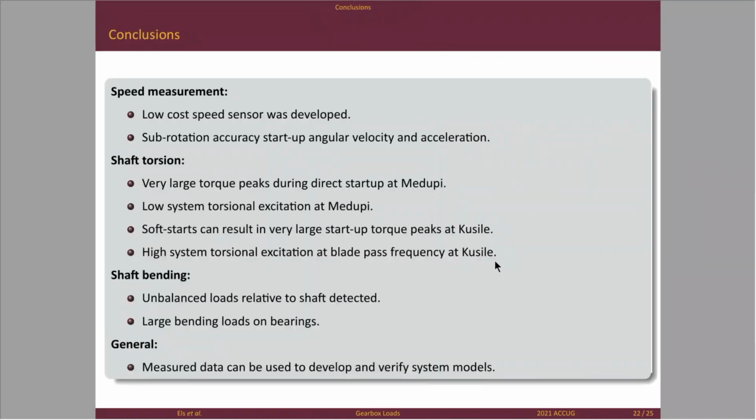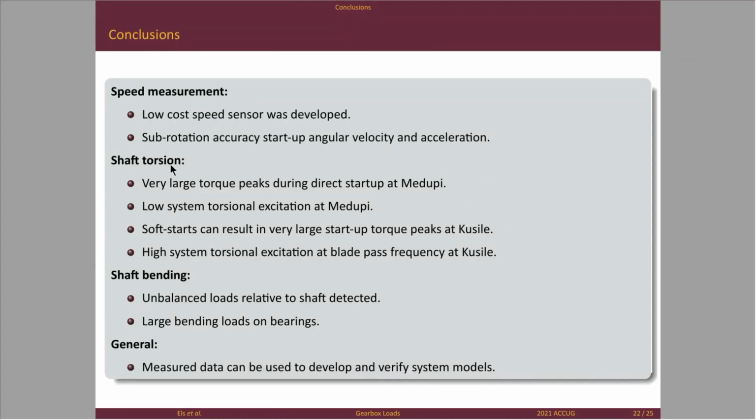So basically the conclusions: our speed sensor was very successful. The whole idea was for startup and shutdown to have sub-rotation accuracy, and I think we achieved that for a system that's probably less than $100. A little bit of mathematics around it, but the hardware itself is quite cheap.